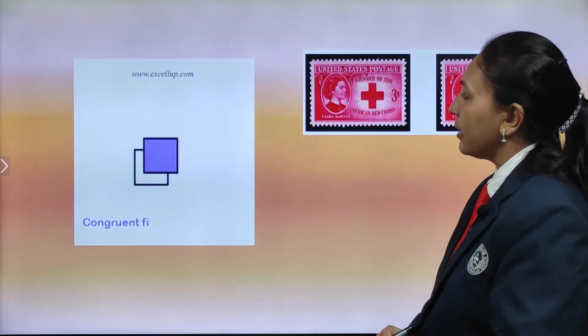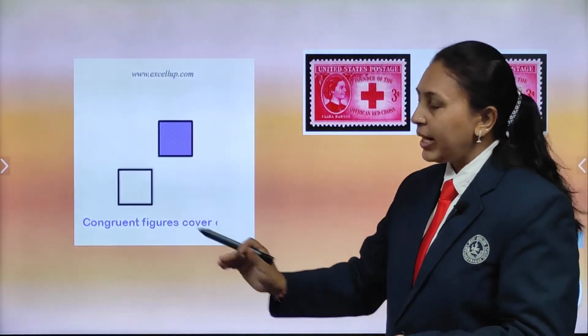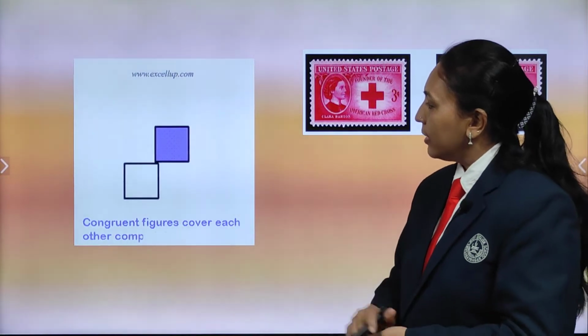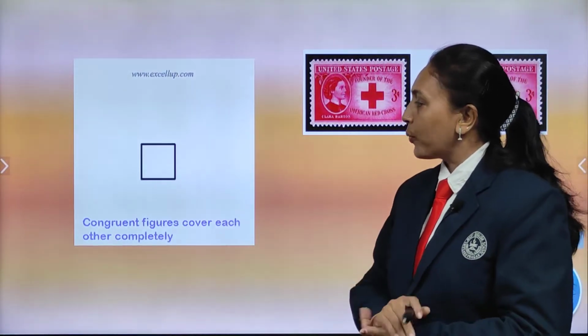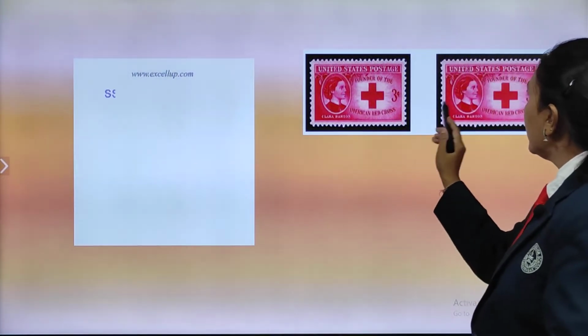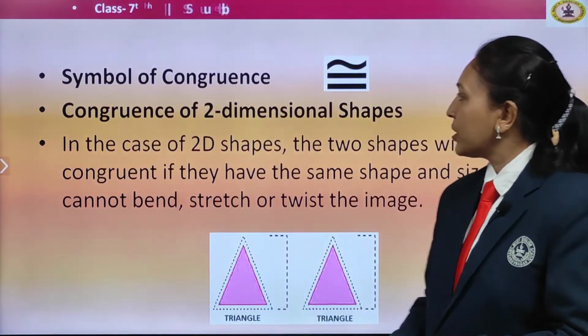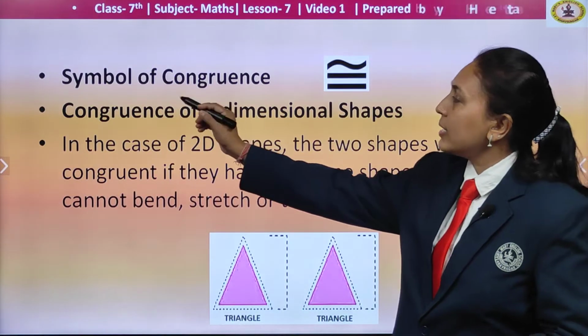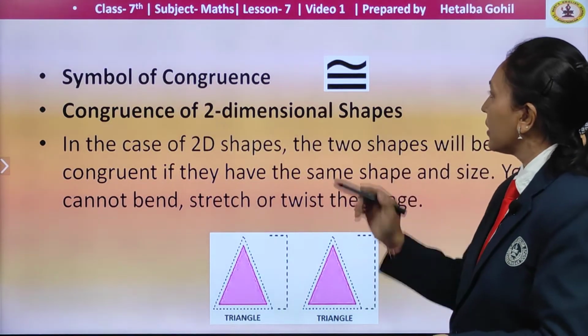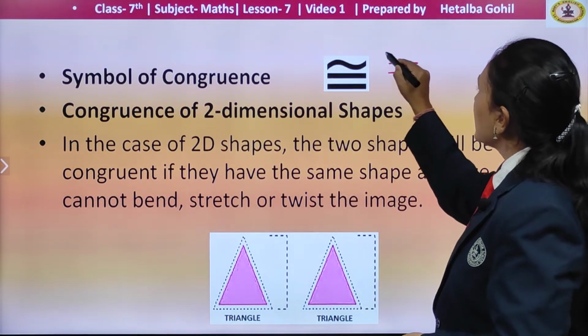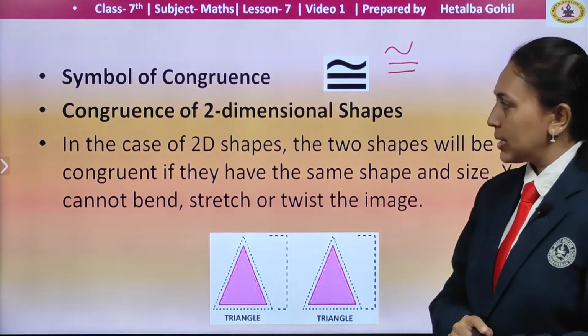You can see here, when they are fitting one over another, they are congruent shapes here. Now here, these two also are congruent shapes. Now this is, children, the symbol of congruence. Okay, this is the symbol of congruence.